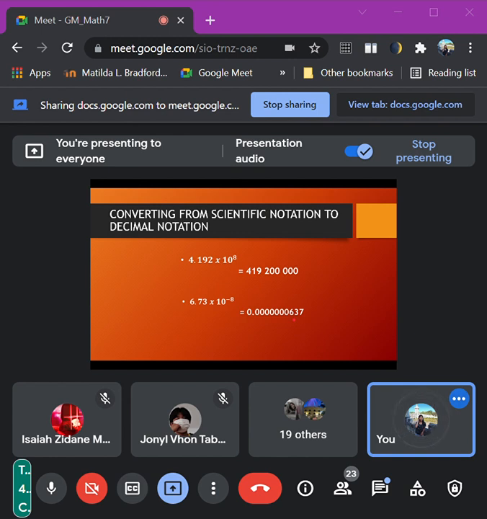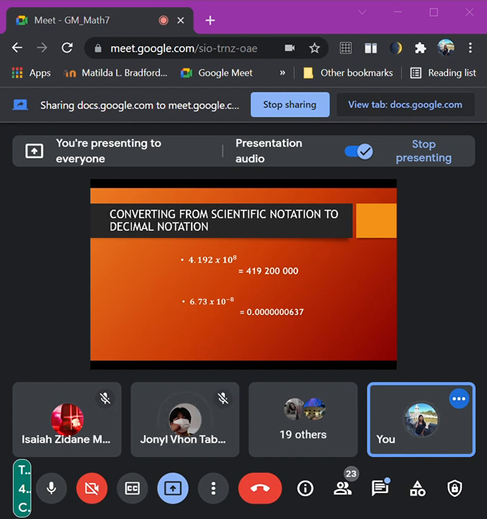Okay? So, take note of this one, class. When scientific notation is given, if the exponent is positive, the decimal point moves to the right. But if the exponent is negative, the decimal point moves to the left. Questions?